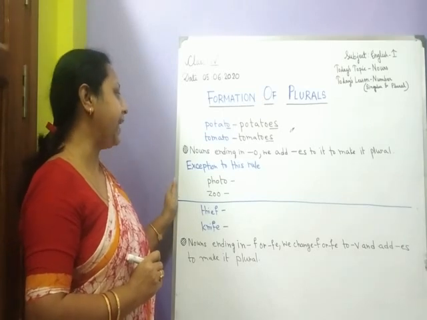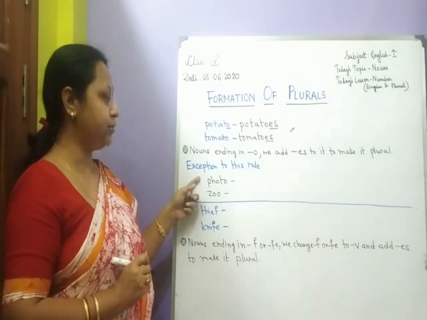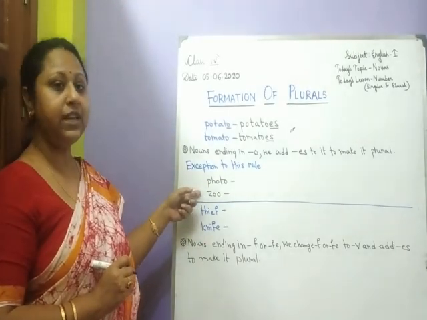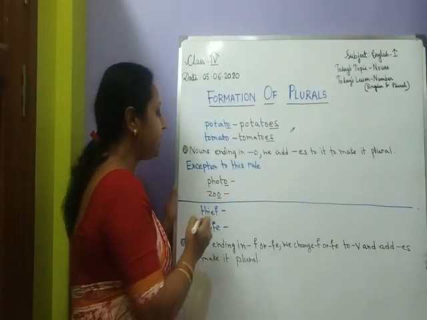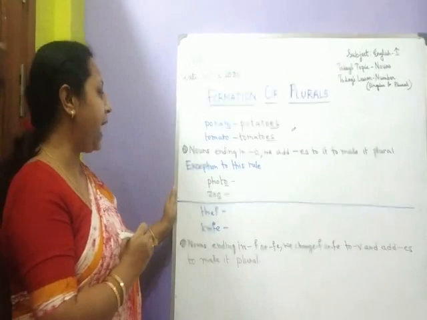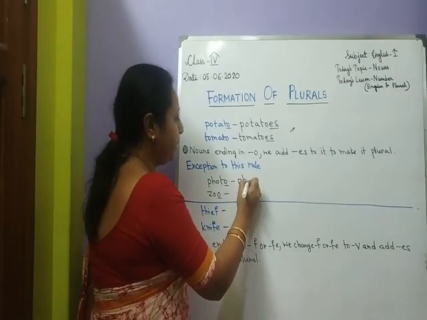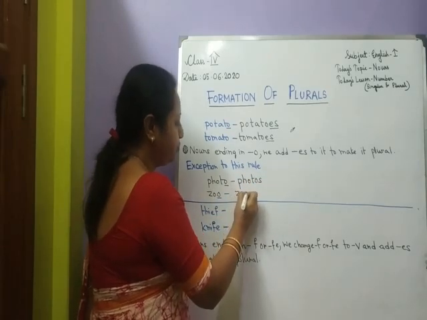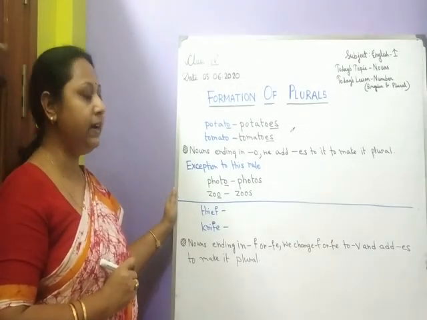Now, there is an exception to this rule. Look at these nouns. Photo, zoo. Both these nouns are ending with the letter O. But to make it plural, we have to add only s to it. Photo will be photos. Zoo will be zoos. We have to remember this one.